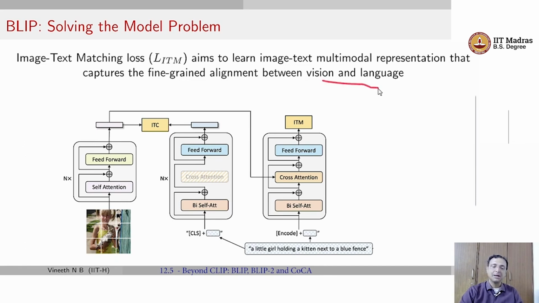How is this implemented? The image text matching loss gives out just a single classification output to say whether the image and text match. Unlike the contrastive loss, which checks for positive and negative pairs, in this particular case, it's a simple classification of whether the image and text match. You could assume that to be a standard binary cross entropy kind of loss.